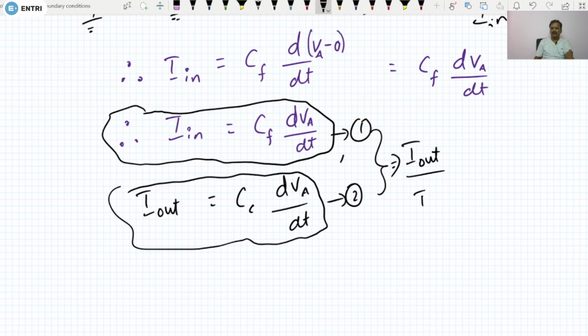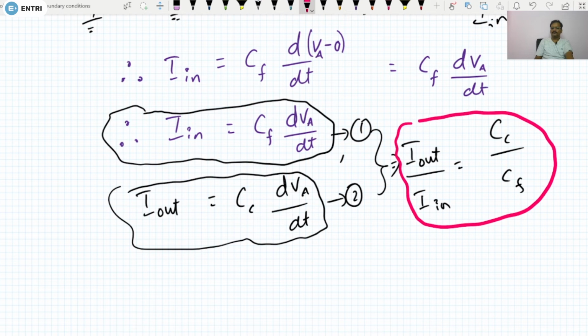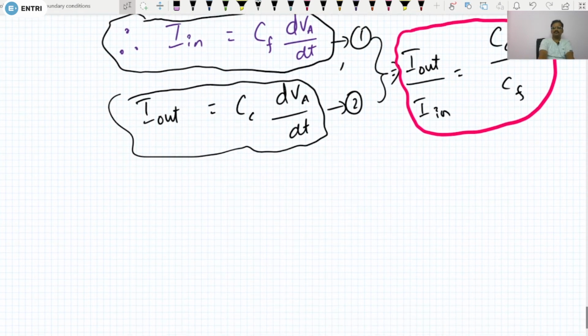I out by In is equivalent to what? You are going to get Cc by Cf. So this is the answer you are going to get, I out by In, right? Or if you want, you can do the same question in another manner. This is a very simple procedure here. I out is the current through what? Current through capacitor Cc, and the voltage drop across the capacitor Cc is nothing but what?